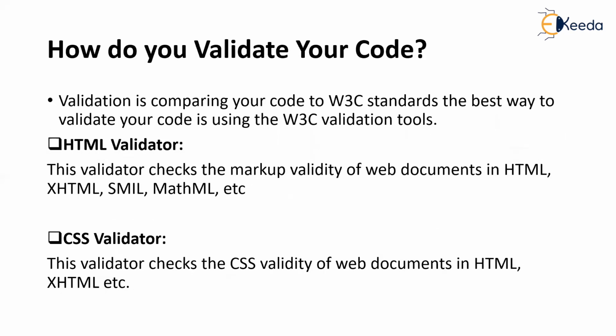Now, how do you validate your code? Validation is comparing your code to W3C standards. So the best way to validate your code is using the W3C validation tools. There are many W3C validation tools available, but we will see only two, that is the HTML validator and the CSS validator. The HTML validator checks the markup validity of web documents in HTML, XHTML, SMIL, MathML, etc. And the CSS validator checks the CSS validity of web documents in HTML, XHTML, etc. So this is how we can do the validation of a particular code.